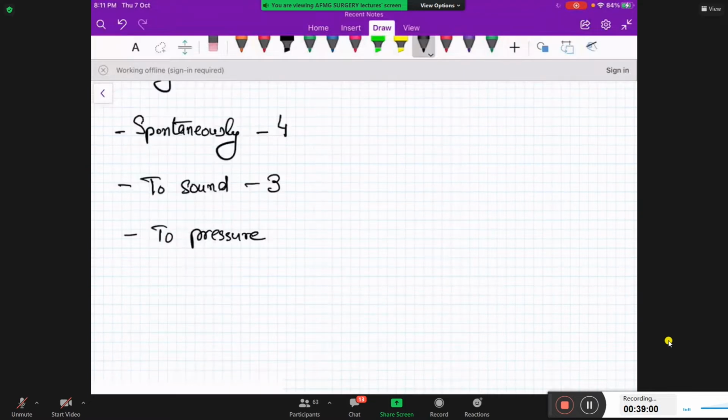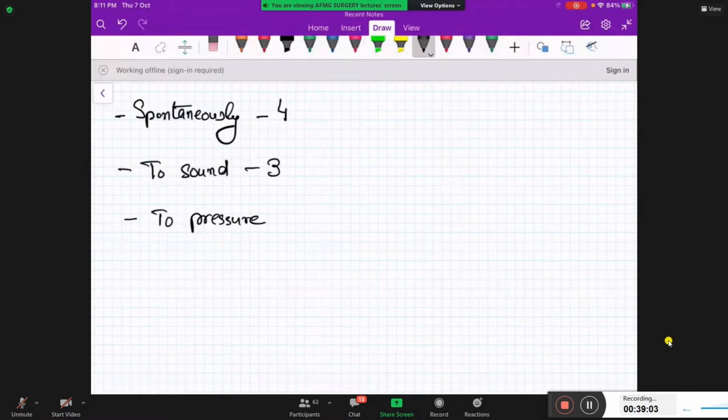When you applied pressure on the sternum, the patient was not opening eyes on sound, but when you applied some pressure, patient opened his eyes. Score given will be 2. And when the patient is not opening his eyes at all, score given will be 1. You try to make a sound, you try to put a pressure, patient is not opening eyes. It is 1.